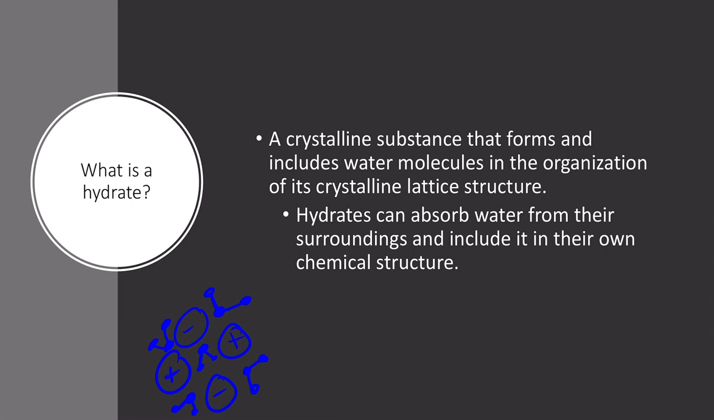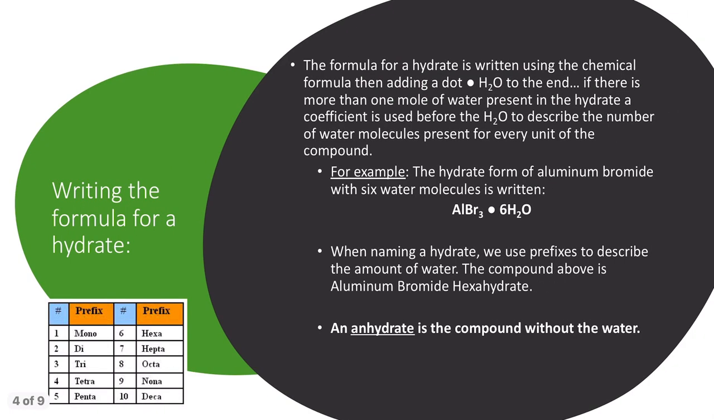So if we leave the lid open, if we were in the lab, then sometimes you would notice that occasionally some product or reactant that we have will absorb water and become wet just by absorbing that water from the air. So that's all a hydrate is, just a crystalline substance that can absorb water and incorporate that water into its crystalline structure. All right, so the next thing we need to know about is how to write the formula for a hydrate and how to name a hydrate.